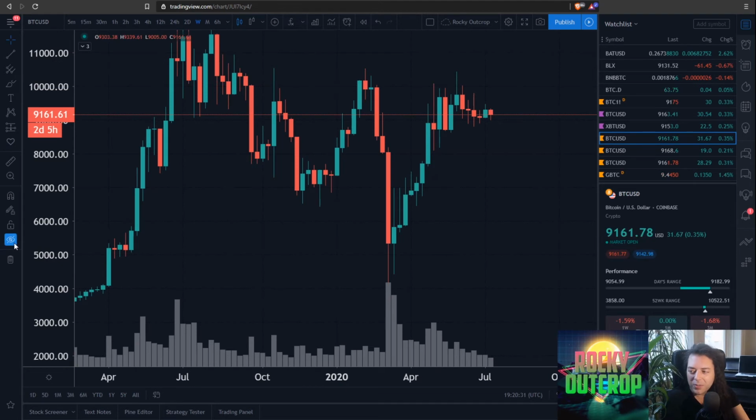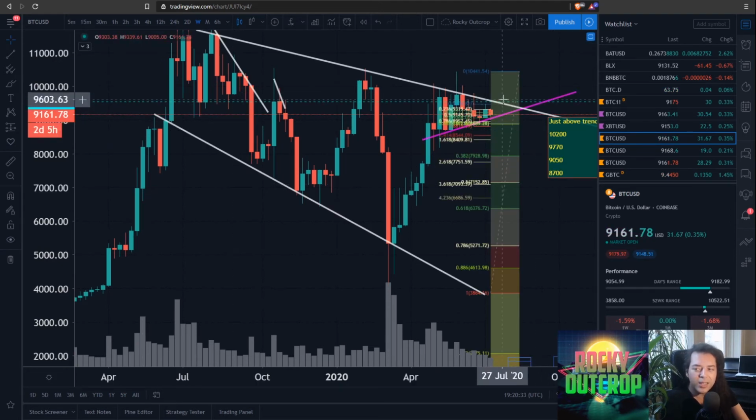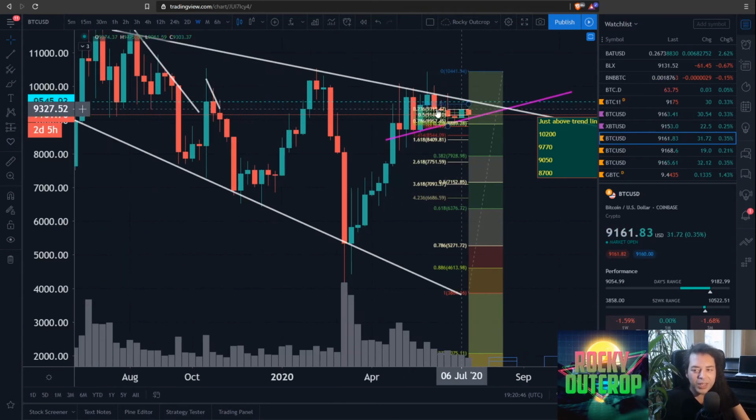And if we put the drawings back on, you can see that there's various things that you could look to as well. So let's call that zone up to the 10,200 area fake out territory from a move above this downward sloping weekly trend line. But that's getting ahead of ourselves. We'd need to look towards those smaller time frame things first to cascade up through them, if that's going to be the case.